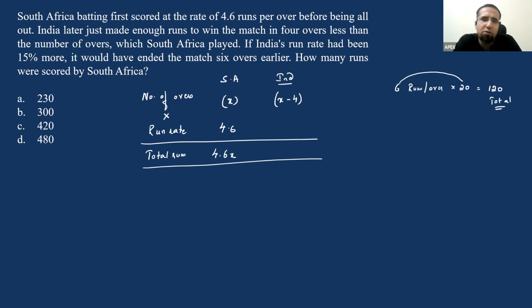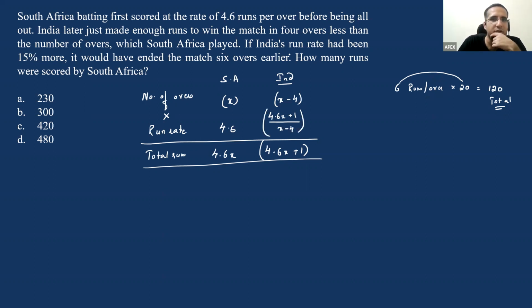Now, in the solutions, you would see the number of runs scored by India was also given as 4.6x, which is wrong because India made just enough runs to win the match. Now, if India is winning the match and made just enough runs, the minimum score that India would get is 4.6x plus 1. Clear? Now, I know India's number of overs, so therefore the run rate of India would be 4.6x plus 1 divided by x minus 4.